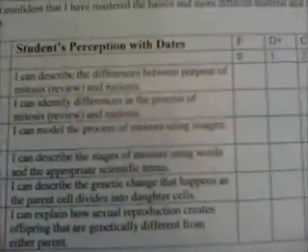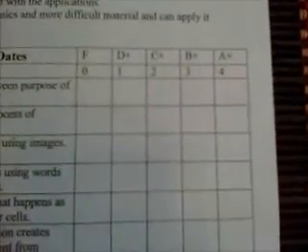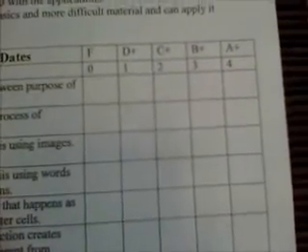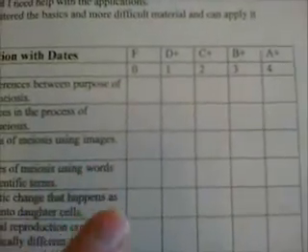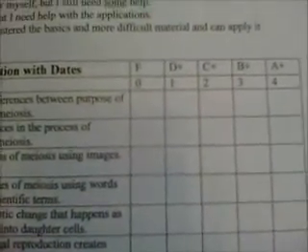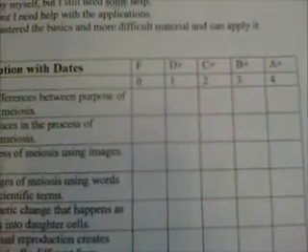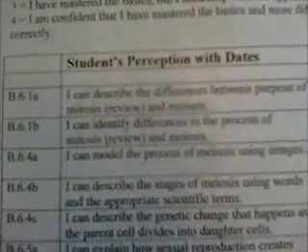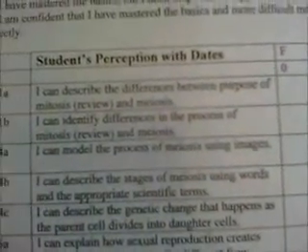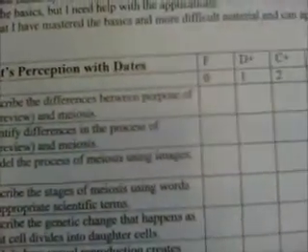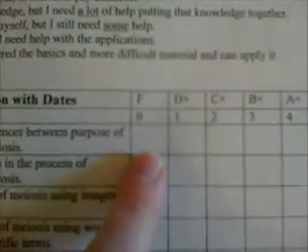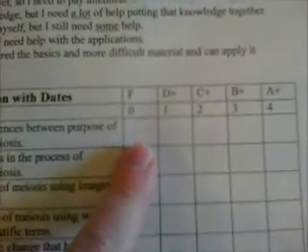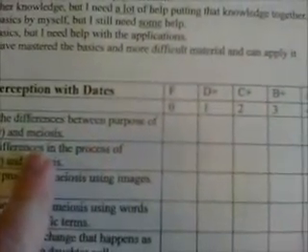In this first one, the student will use those numbers to rate their own perception of their ability. And when they do rate it, they will indicate that by putting a date in the appropriate box. So, on the first day when we talk about describing the difference between the purpose of mitosis and meiosis, before we've talked about meiosis, they can't possibly describe the difference. So on that first day, they're going to put that date under 0, just to show that that's when they're beginning to learn about this standard.